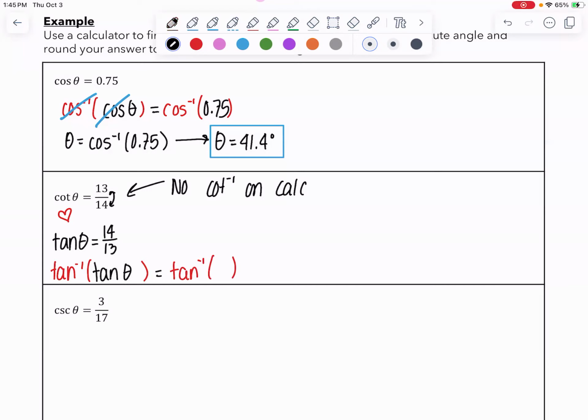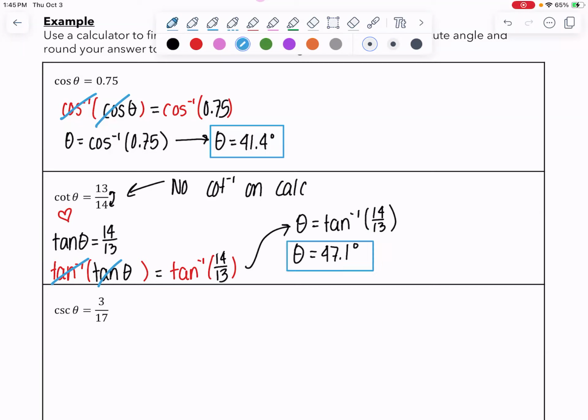So tan inverse of tan theta is equal to tan inverse of 14 over 13. Tan inverse and tan cancel. You're left with theta equal to tan inverse of 14 over 13. And if you plug that into your calculator, you should get 47.1 degrees. Ta-da!